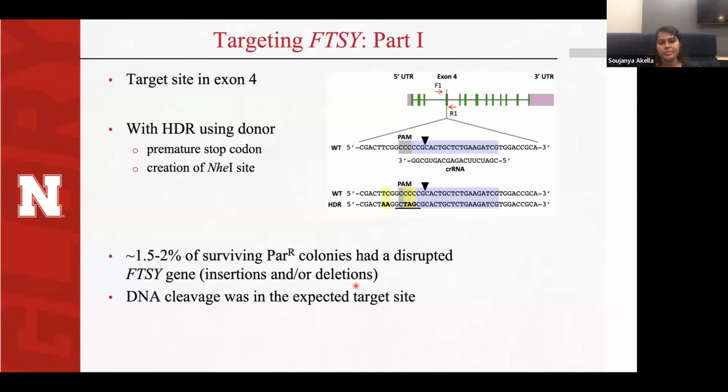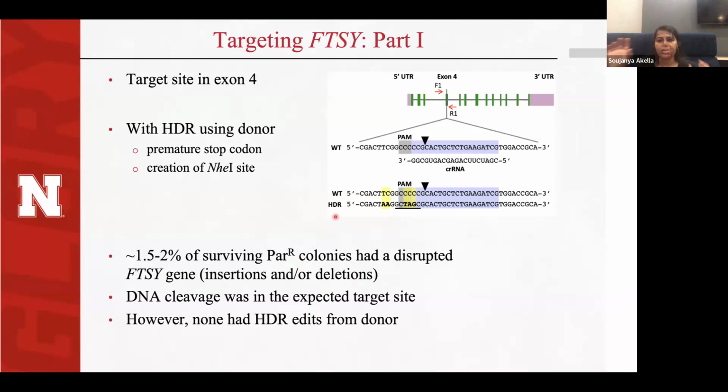DNA cleavage was in the expected target site. So at least our Cas9, the whole complex, was doing its job of finding the target site, and then Cas9 actually cleaving the DNA. But the thing was, none of the edits were using our donor.